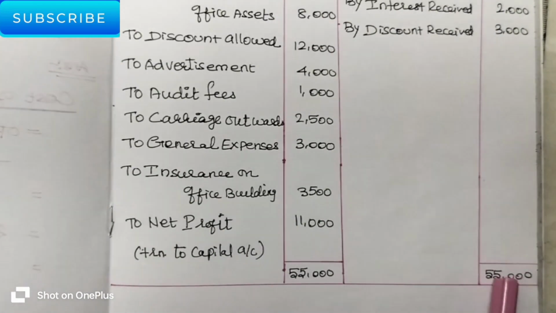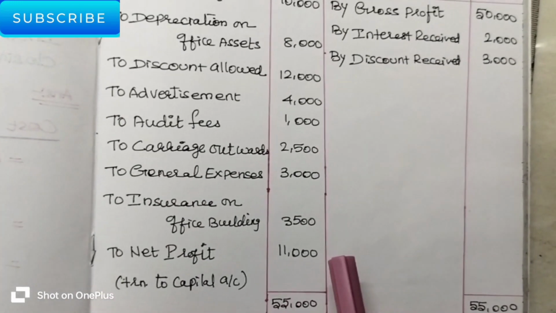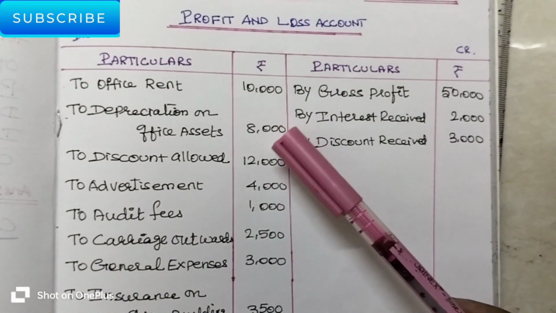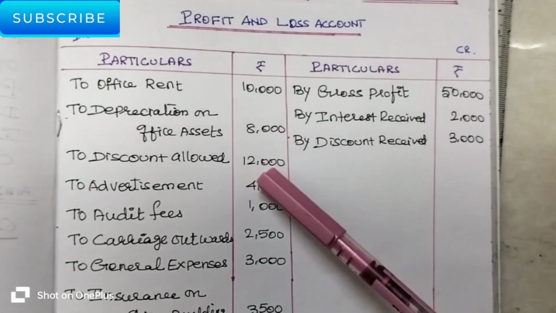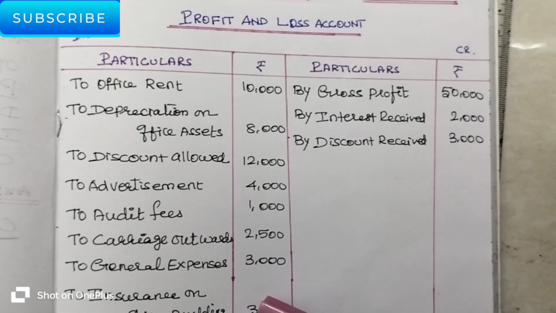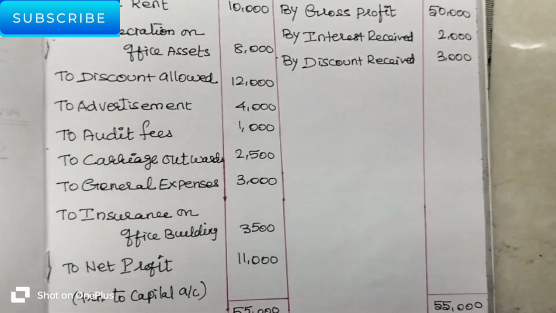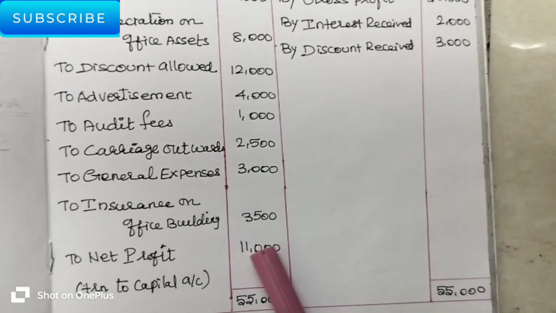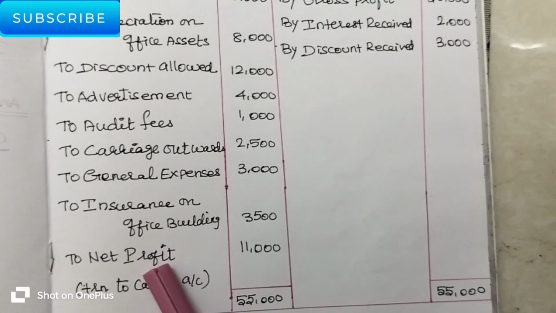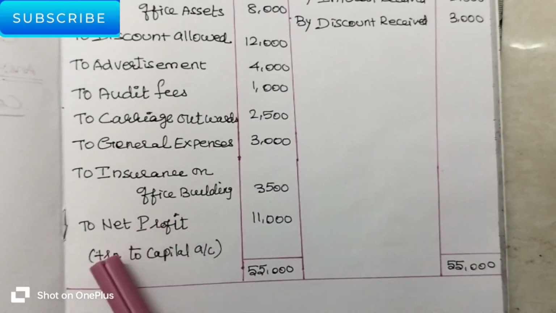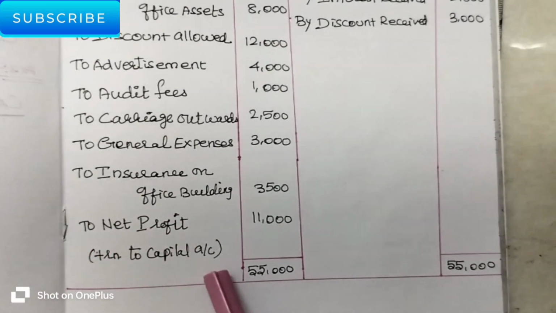We have to enter that total on both the debit and credit side on the same horizontal line. Then we have to find the difference between them. For that we have to add the lesser side values, that is 44,000. We have to subtract 44,000 from the total amount 55,000. We will get 11,000. So 11,000 is the net profit of the profit and loss account. So we have to transfer that net profit into the capital account.